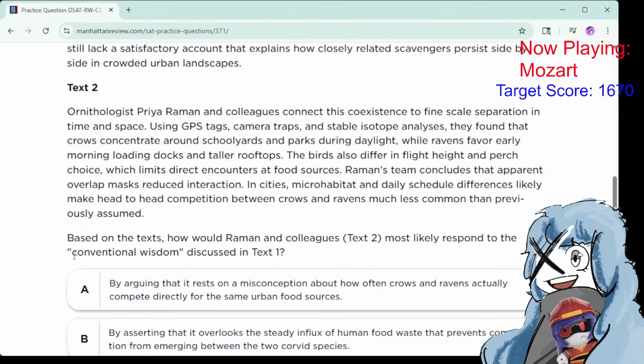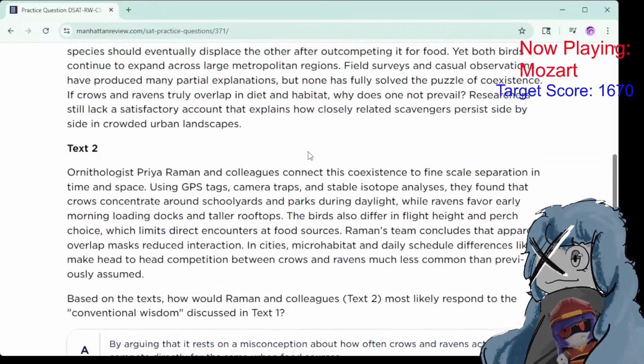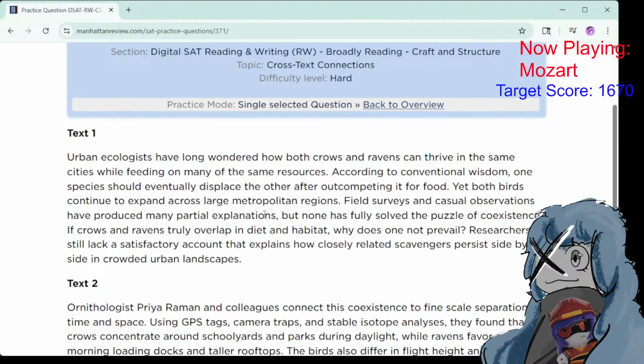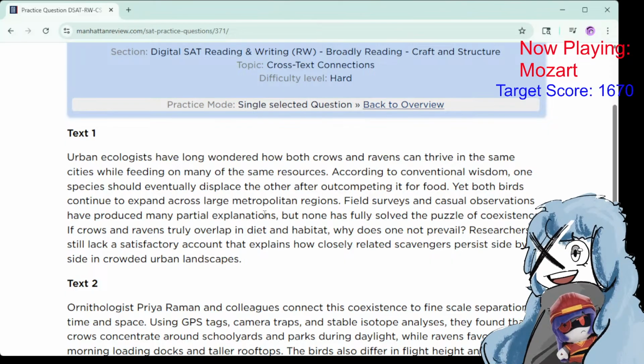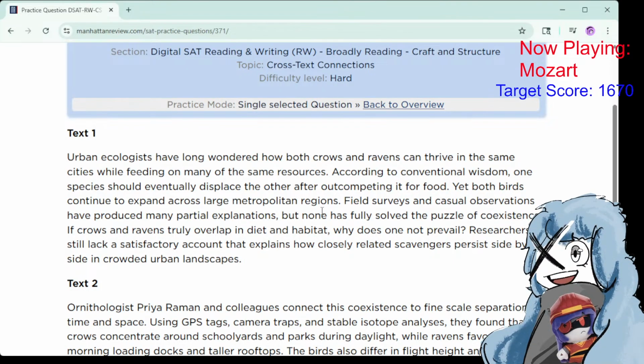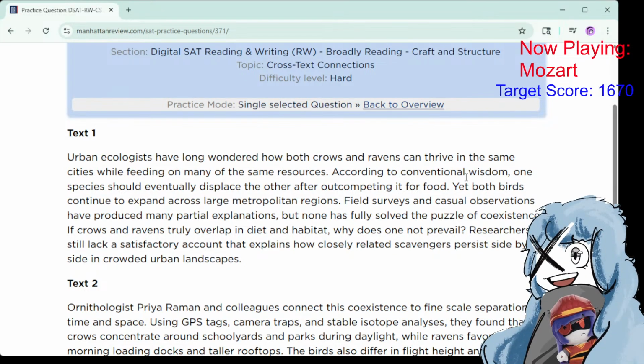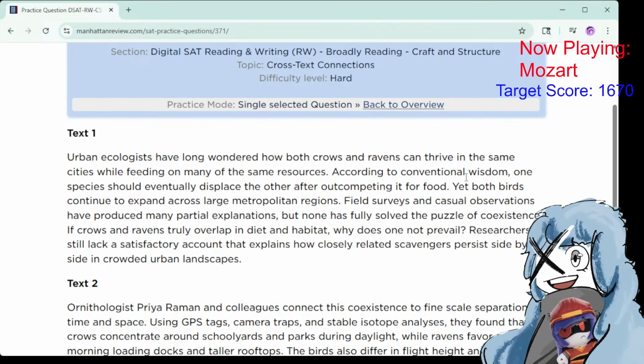Based on the text, how would Raymond and colleagues from Text 2 most likely respond to the conventional wisdom discussed in Text 1? So Text 1. Urban ecologists have long wondered how both crows and ravens can thrive in the same cities while feeding on many of the same resources. According to conventional wisdom, one species should eventually displace the other after out-competing it for food. Natural selection, yada yada. Yet both birds continue to expand across large metropolitan regions.